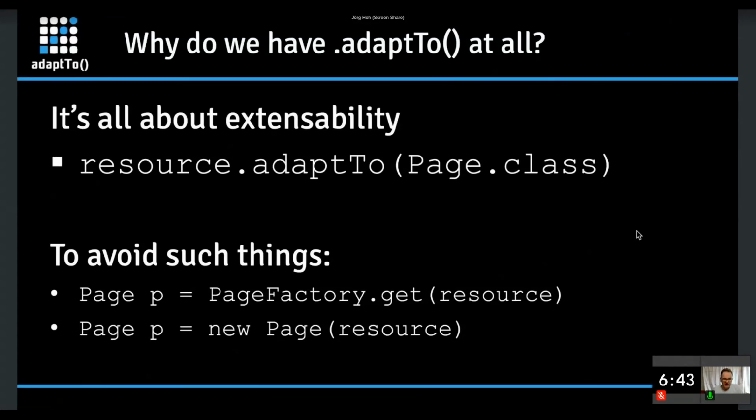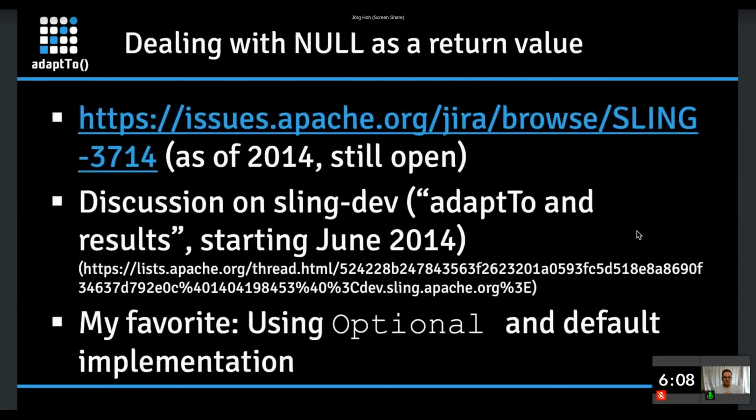Okay, so I think adaptTo is actually a really cool thing, because it allows you to deal with or create new levels of abstractions in your application. If what you implement is based on resource, you can just implement an adapter factory and register it, and then you can resource adaptTo my business object.class. That's very, very easy, and it's the same pattern all over again, and it actually works very well. So the only problem is this null.